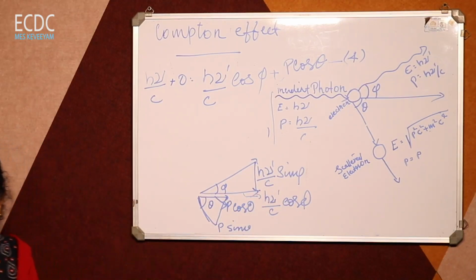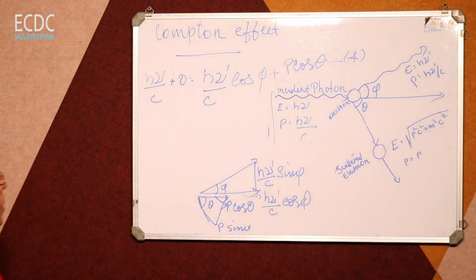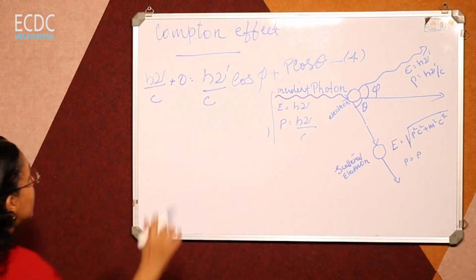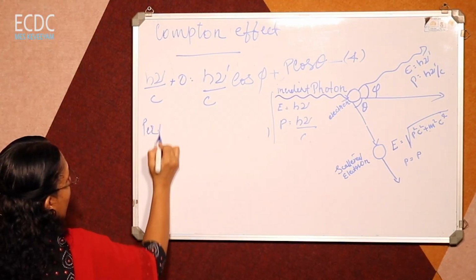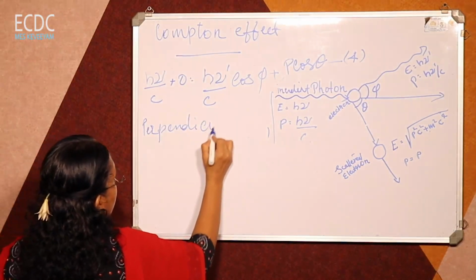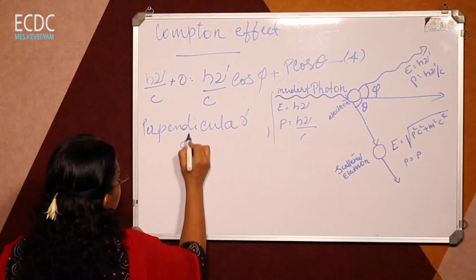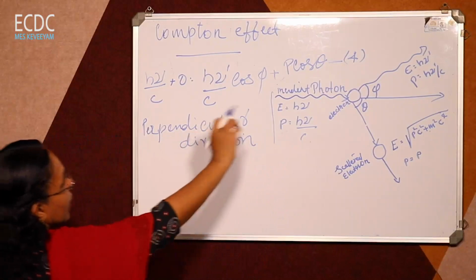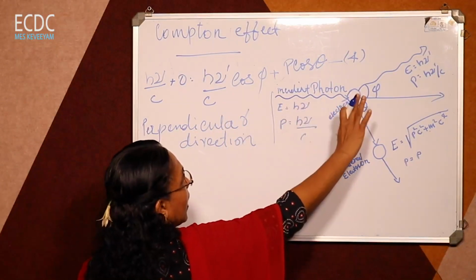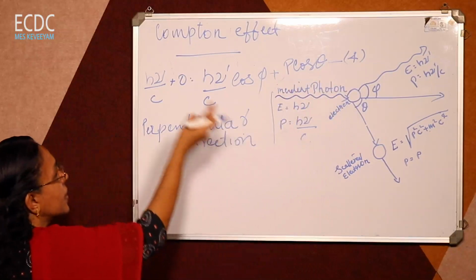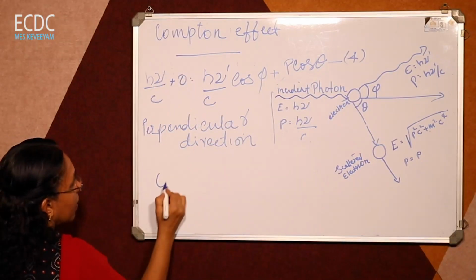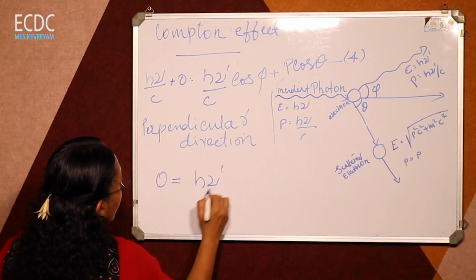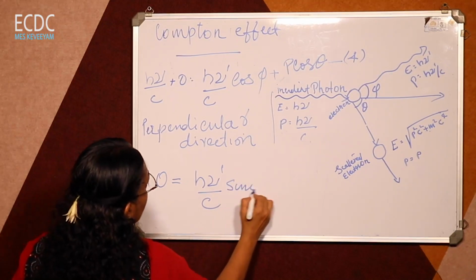So we have to consider what is the expression along the perpendicular direction. Let me erase this diagram. So we can write the equation in the perpendicular direction. Because the interaction is along the parallel direction, which we can take as the axis, there is no term here, so we can write this as 0. This is equal to what? That is h nu prime by c sin phi.